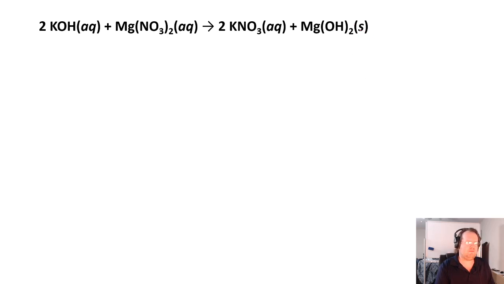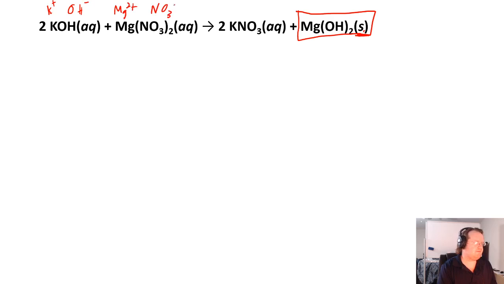forms at the end. Now, in terms of what's actually happening of the chemistry, it's only the magnesium hydroxide that's really changing. So remember that when it's aqueous, what that means is that there are K plus ions, hydroxide ions, magnesium ions, and nitrate ions. And some of them there are two of, and some of them are one of per molecule. But the idea is all four of these are present in solution.